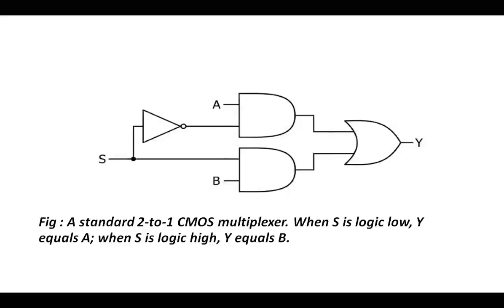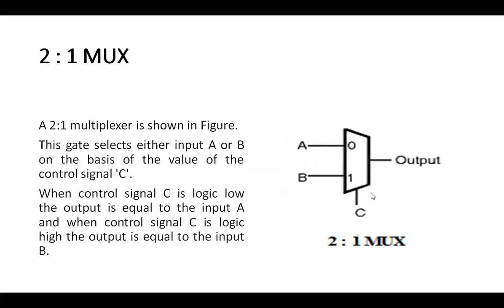Remember, we had discussed our gates where I1 is equal to your A bar, B bar, right? 0 0, 0 1, 1 0, 1 1. The same concept here. So when S is low, we get S bar and A. When S is high, then I'm going to get B. So what is this S here? This S is nothing but your select line or your control signal, which is C.